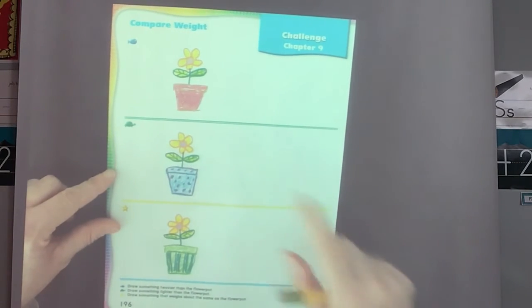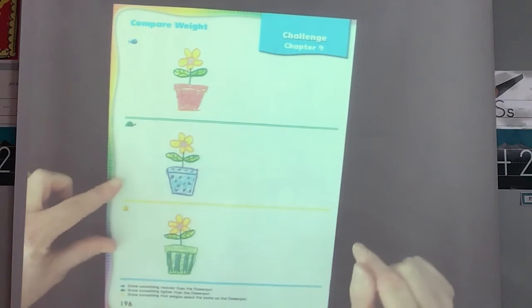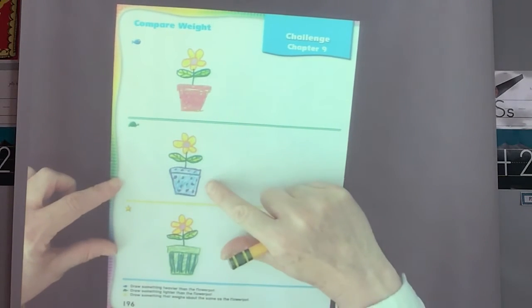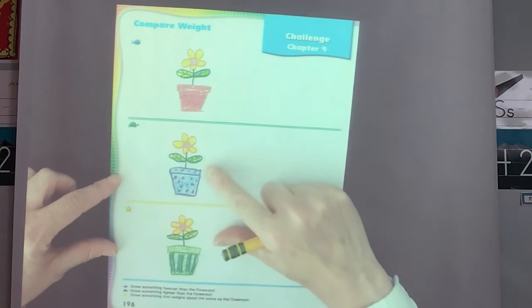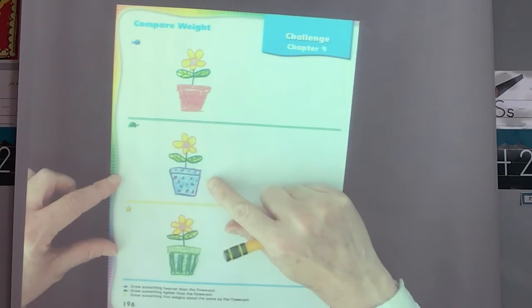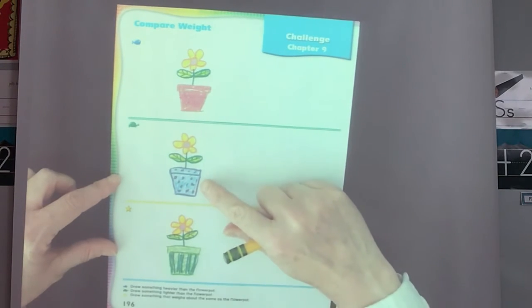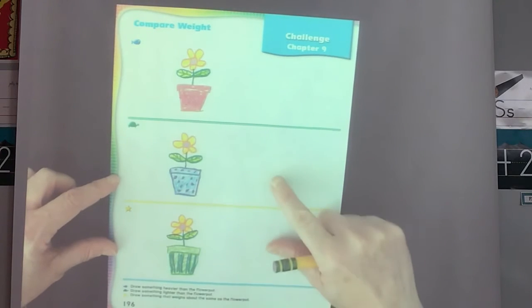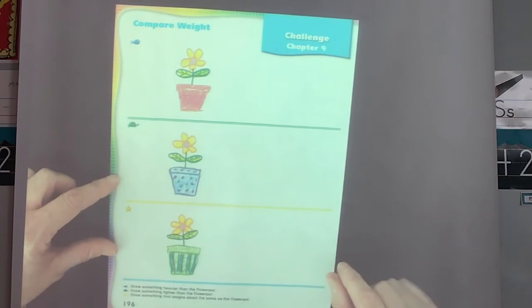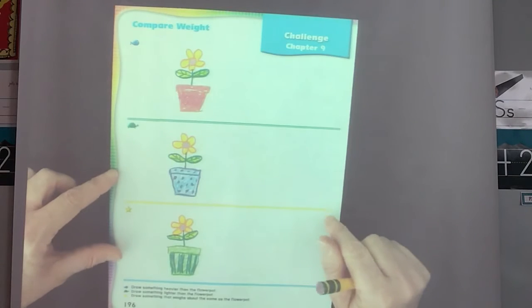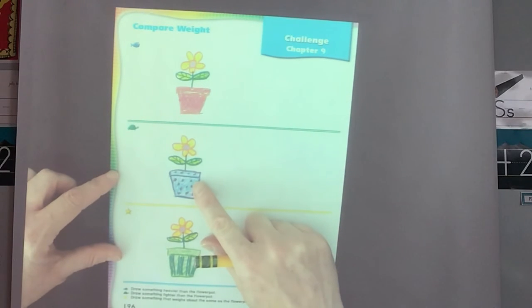Okay, on the green turtle here, I want you to draw a flower pot and a flower that's lighter, that weighs less than the blue pot and the yellow flower. Draw one that weighs less. Okay, go ahead and pause the video and draw a flower and pot that weighs less than this one.